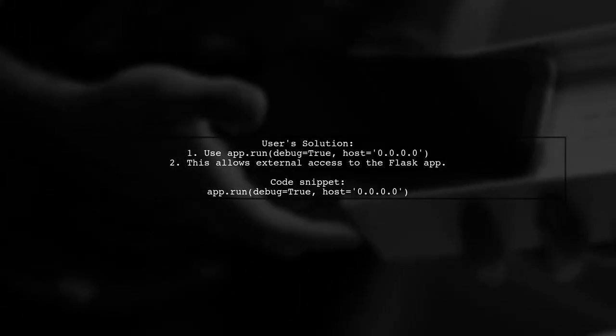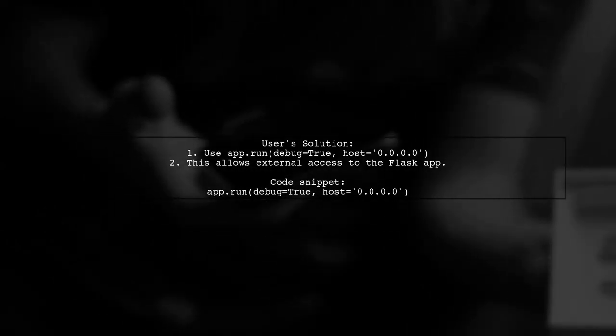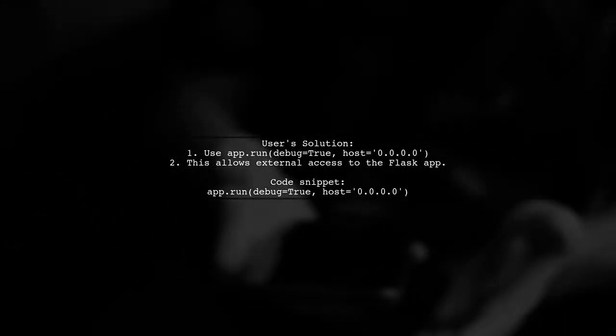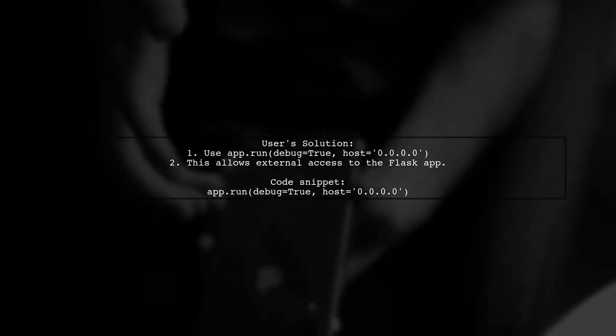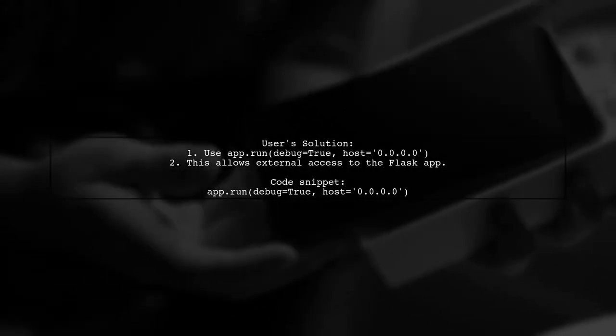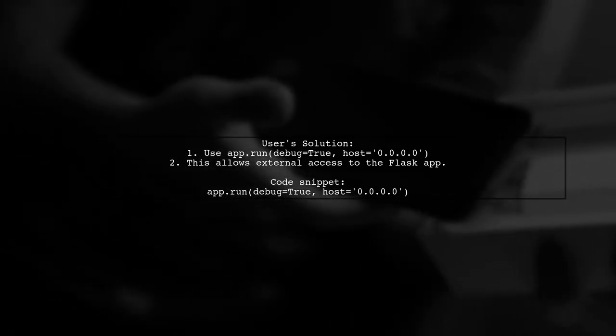A user faced issues accessing their Flask app in a Docker container. They resolved it by using app.run with debug mode and setting the host to 0.0.0.0.